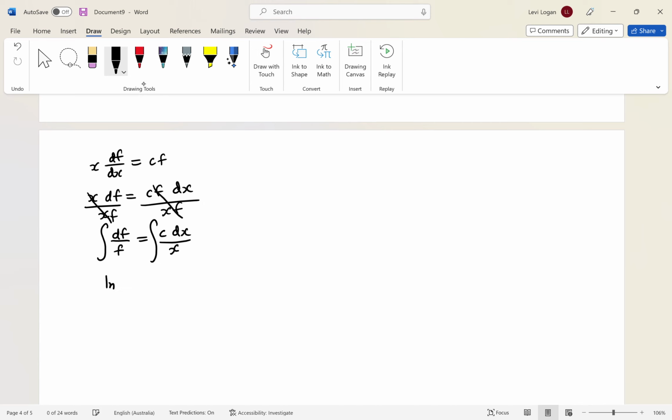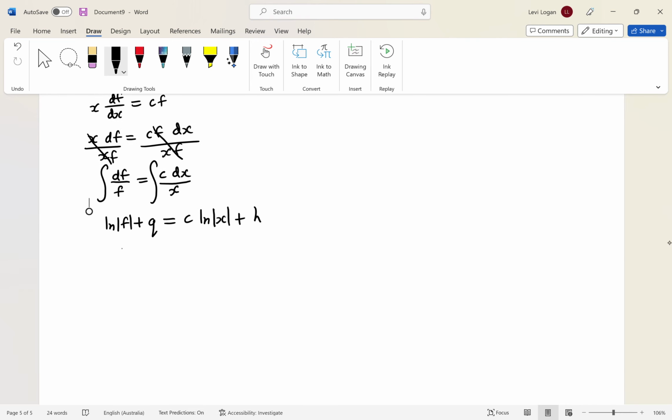Left hand side is going to be natural log of f plus a constant, let's say q. And this is going to be c natural log of x plus another constant, let's say h. Right, I'm just going to simplify the right hand side and left hand side. So just moving my q across, I have natural log of f is equal to c natural log of x plus h minus q. This will be equal to some constant. So I'm just going to replace that with some arbitrary letter alpha.